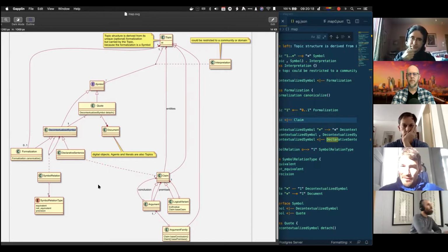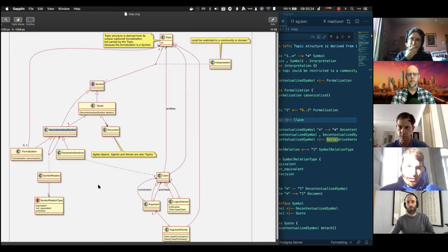Yeah. If I understood Timothy correctly, he wanted to just say, why do we need the interface symbol? Why should quote and decontextualized symbol be interchangeable? Why do we need this interface? Is that correct, Tim?